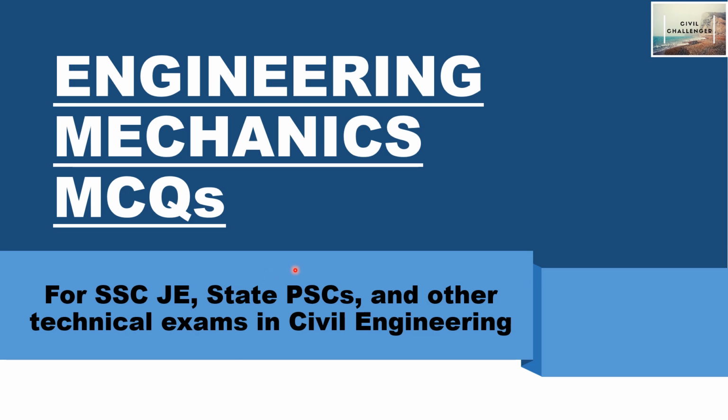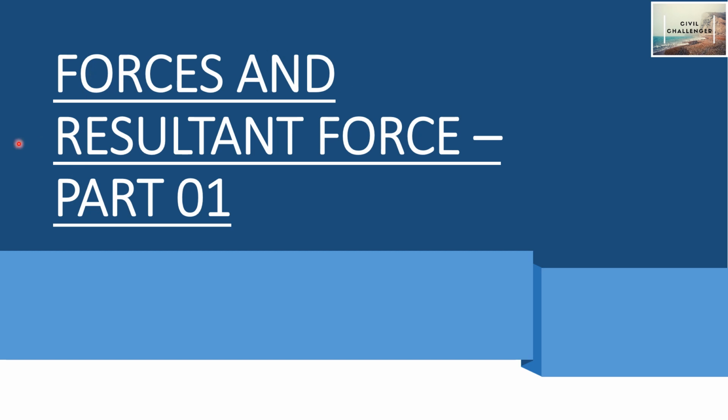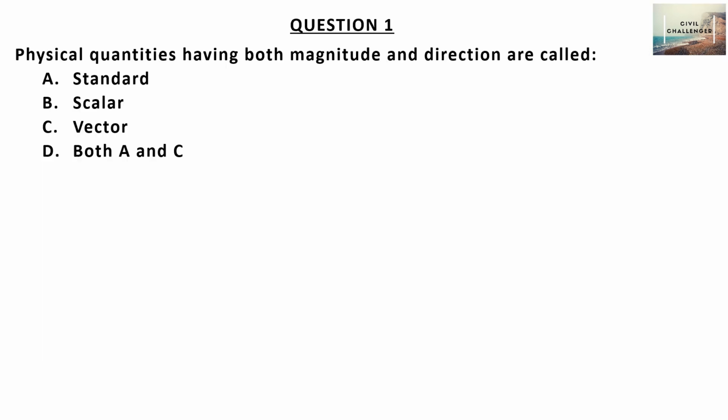In this video, we are going to discuss some questions from engineering mechanics, and the topic is forces and resultant force. The first question is, physical quantities having both magnitude and direction are called. Option A, standard. Option B, scalar. Option C, vector. Option D, both A and C.